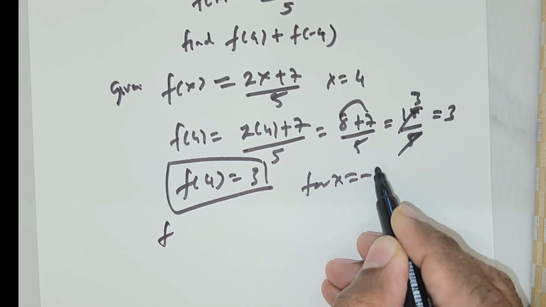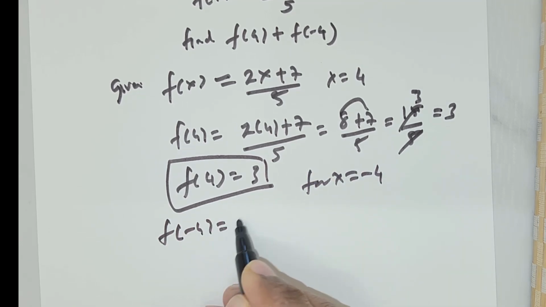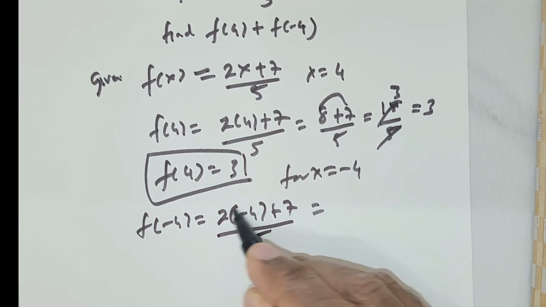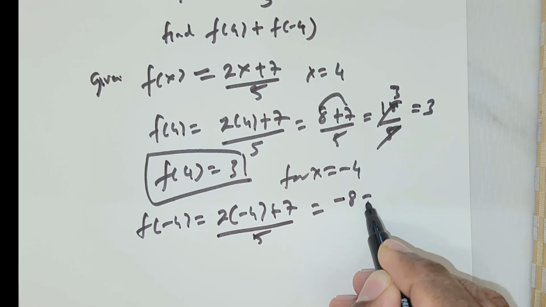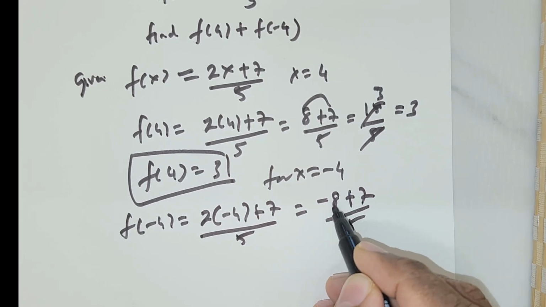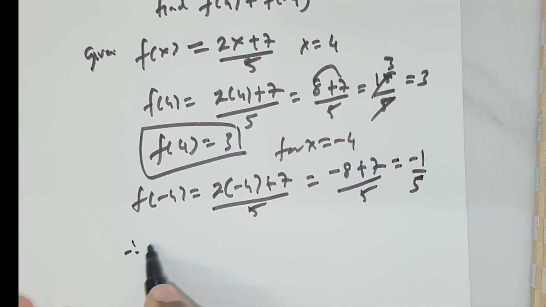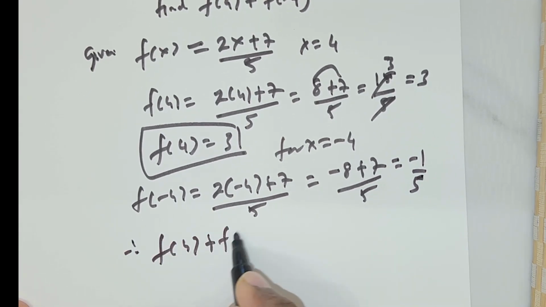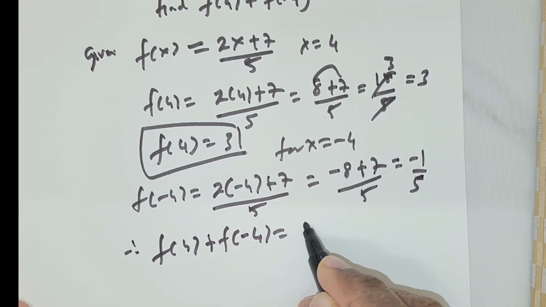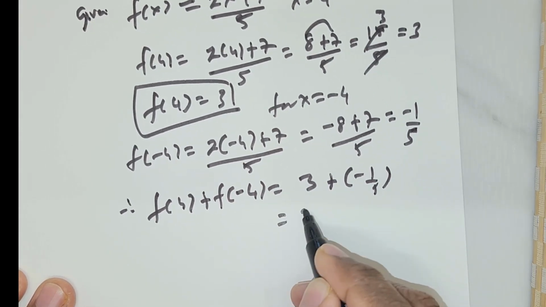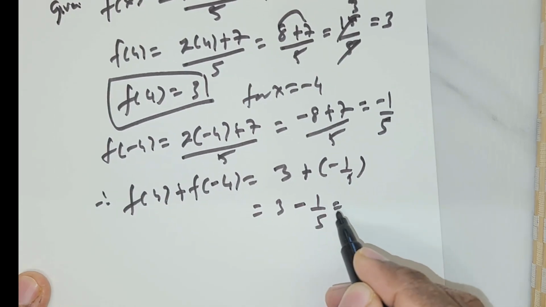Now for x is equal to negative 4, f of negative 4 is going to be (2 times negative 4 + 7) divided by 5. 2 times negative 4 is negative 8, added with 7 over 5. Negative 8 added with 7 will give me negative 1 divided by 5. So therefore f of 4 added with f of negative 4 is going to be 3 plus negative 1 over 5. This can be rewritten as 3 minus 1 over 5.